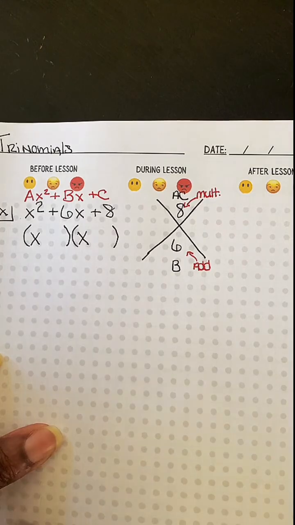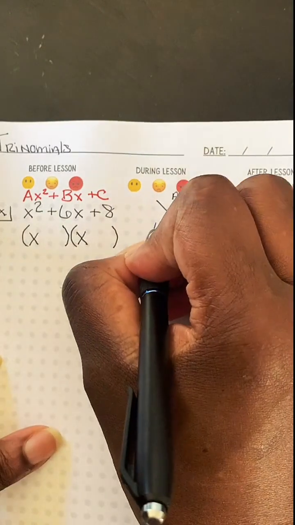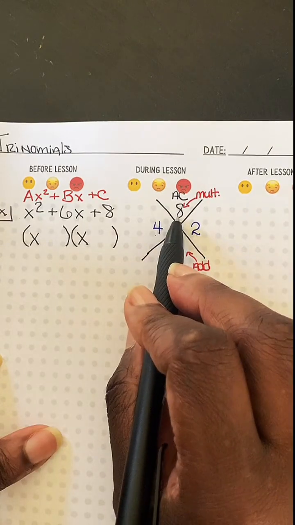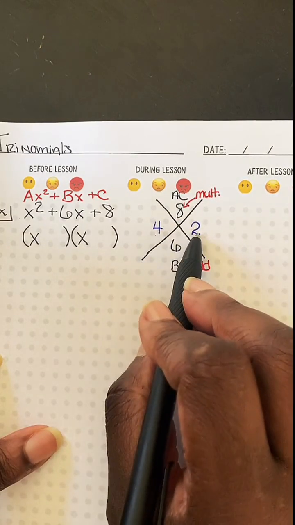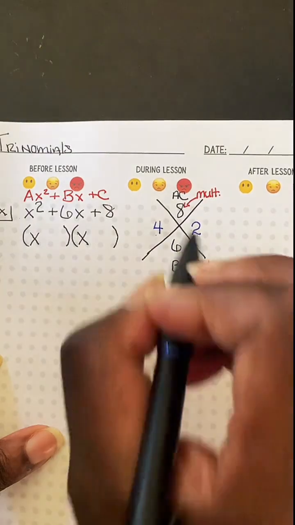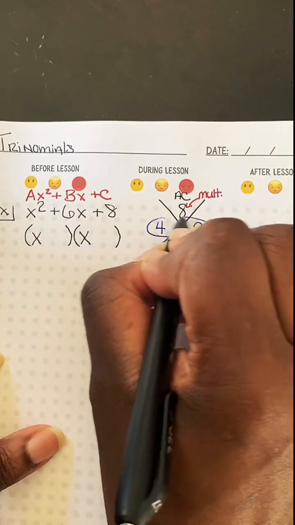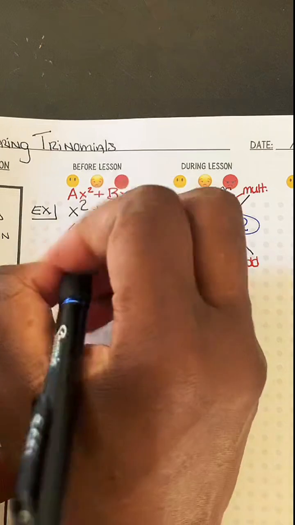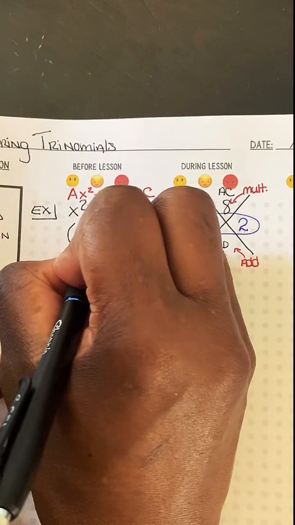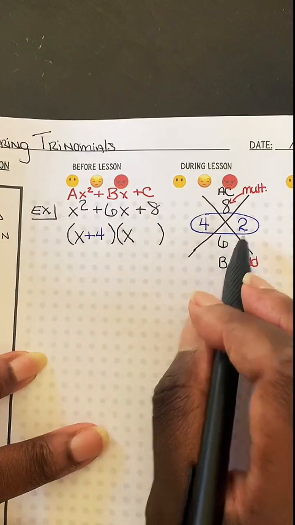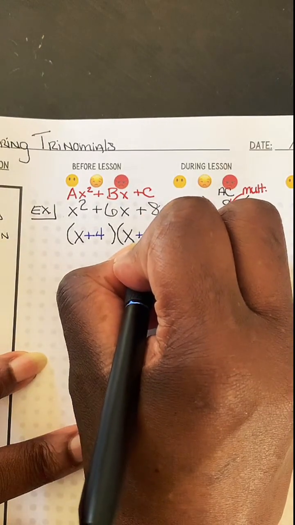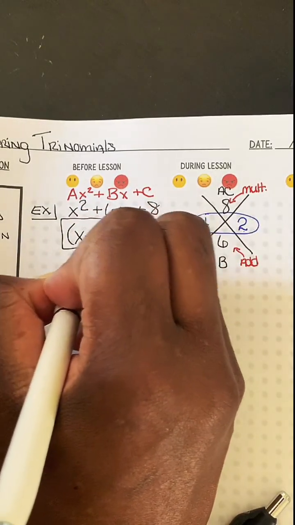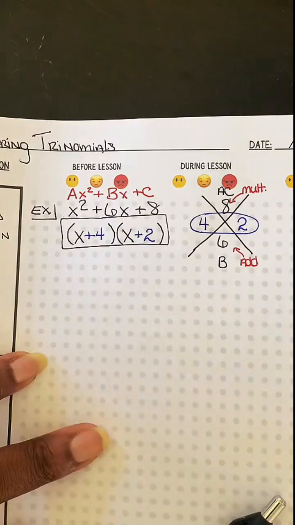All right, so the two numbers are 4 and 2. 4 times 2 will give me a positive 8. 4 plus 2 will give me 6. So the two numbers that we just found, I'm going to put into my parentheses. I can put my positive 4 here, so that'll be a plus 4. And that's a positive 2, so I'm going to put a plus 2. This is your factored form.